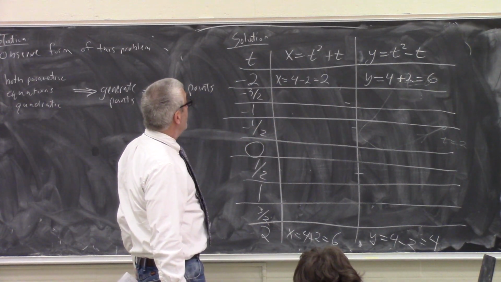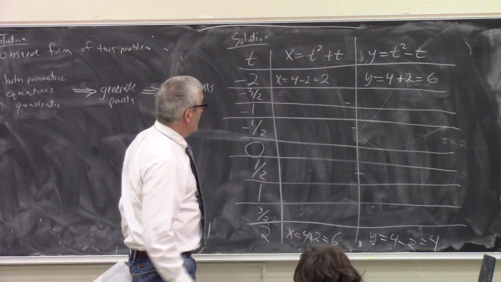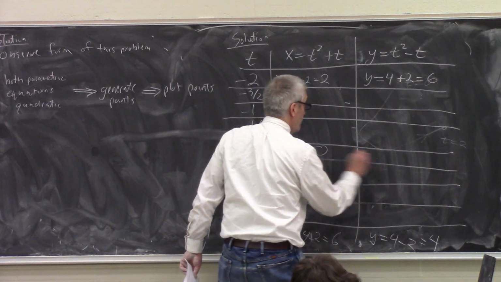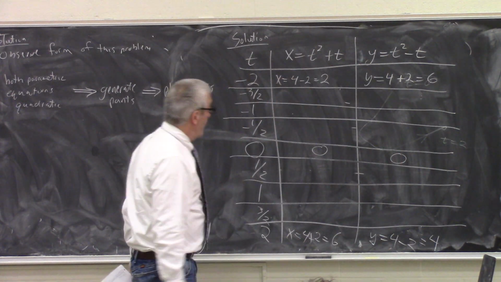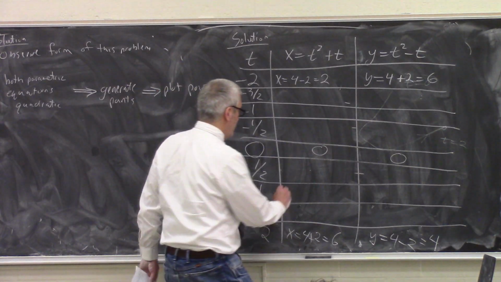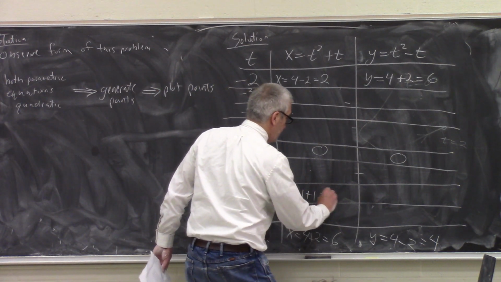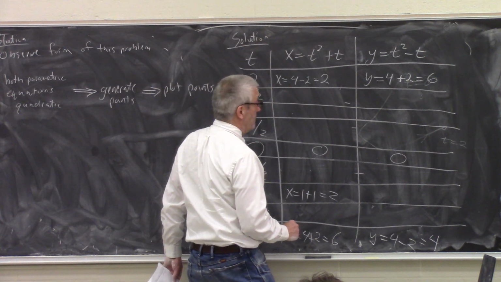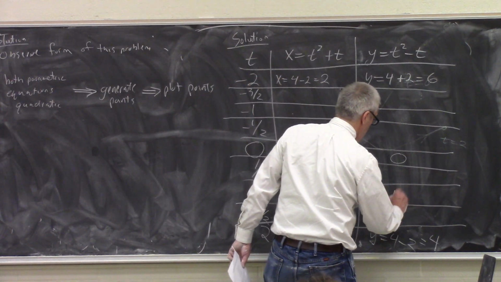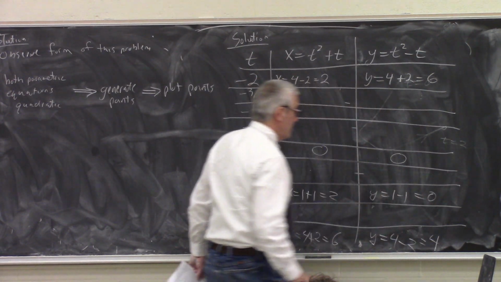Okay, let's do the easy points first. The easiest one is when t is 0. Then both of these are 0. And then when time is 1, x is 1 plus 1, so it's 2. Y is 1 minus 1. That's going to be 0.